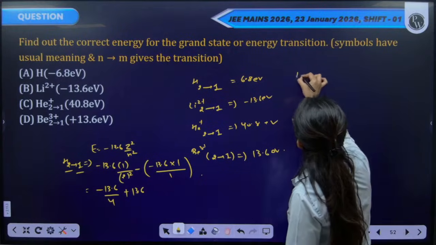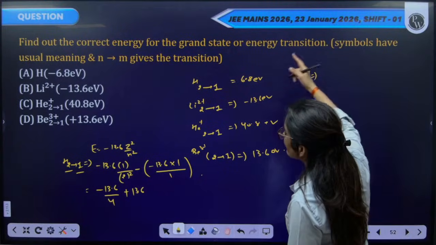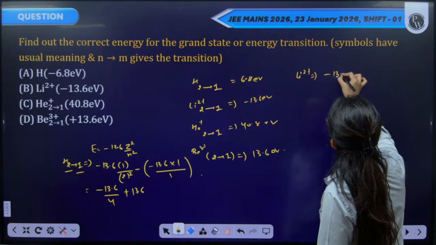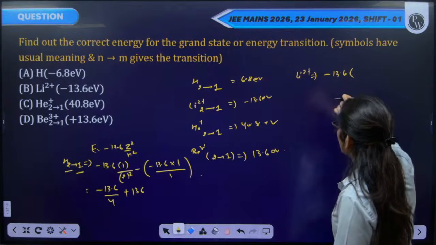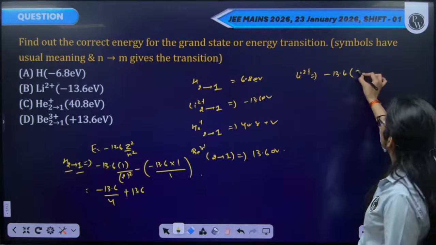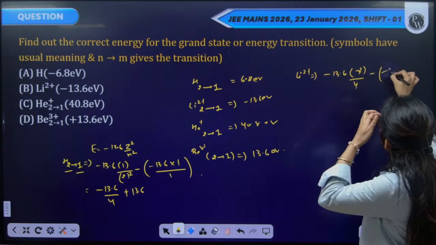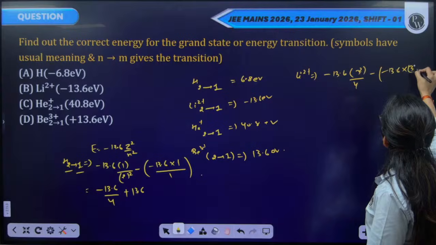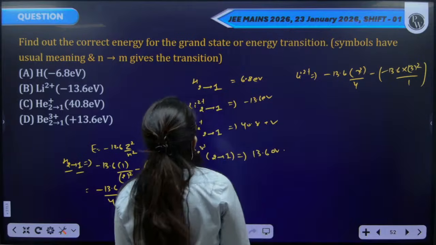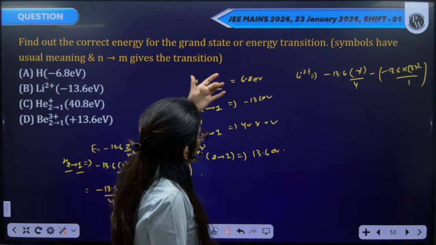Then again you can do it for lithium 2 positive. If you do it for lithium 2 positive, again the transition is happening from 2 to 1. So you can put minus 13.6. What will the Z value be? Hydrogen, helium, lithium, so for lithium it will be 3 only. So you can put the value as 3. 3 square divided by 4, minus 13.6, then again 3 square divided by 1 square, Z square by n square. So you just need to fix Z; for lithium it will be 3 only. Then you can calculate the value, whatever value comes from here.